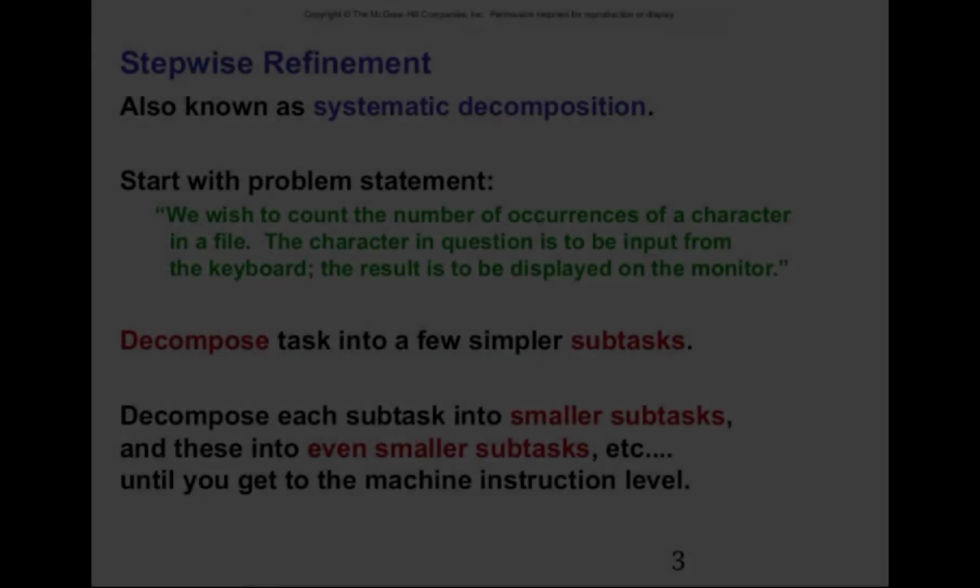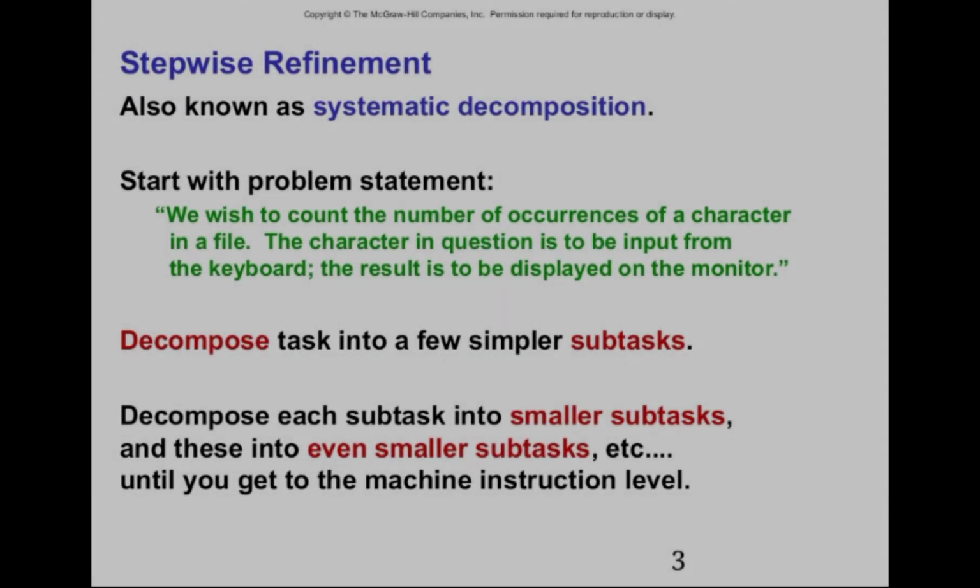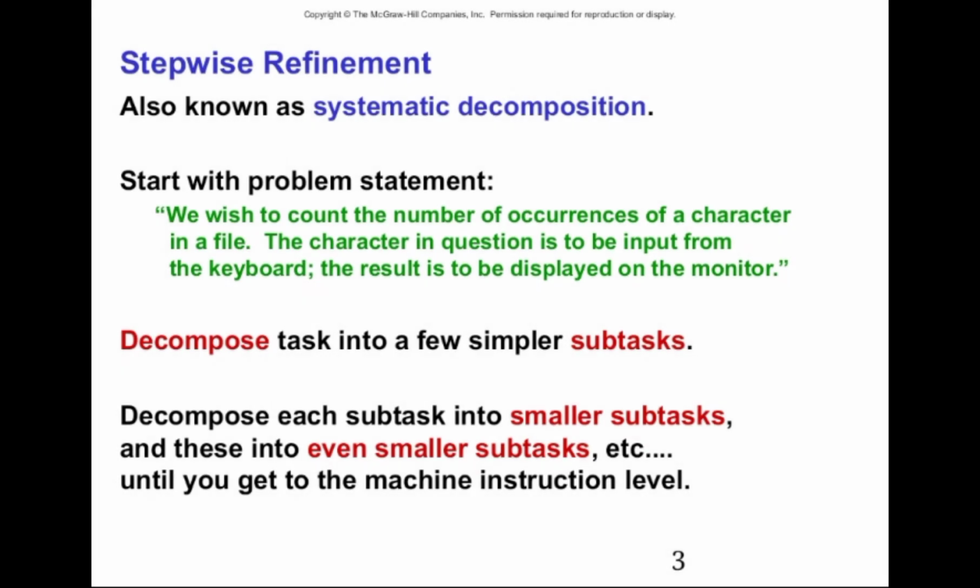Stepwise refinement is also known as systematic decomposition. For stepwise refinement, we decompose tasks into a few simpler subtasks. We also decompose each subtask into smaller subtasks, and these into even smaller subtasks, and so on, until we get to the machine instruction level. In order for electrons to solve a problem for us, we need to go through several transformations to get from the natural language in which the problem statement is initially expressed to the level at which electrons can be manipulated to do work for us.